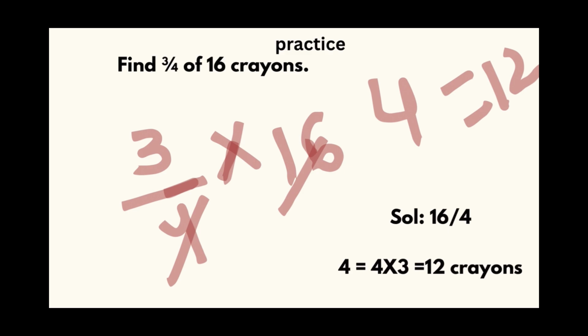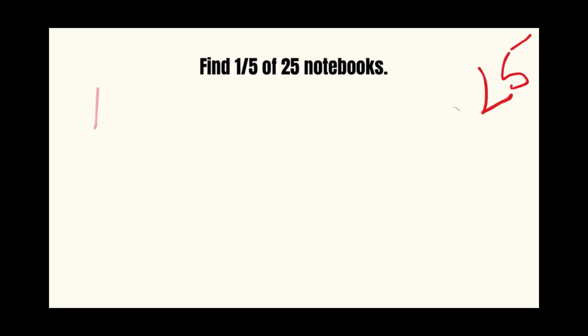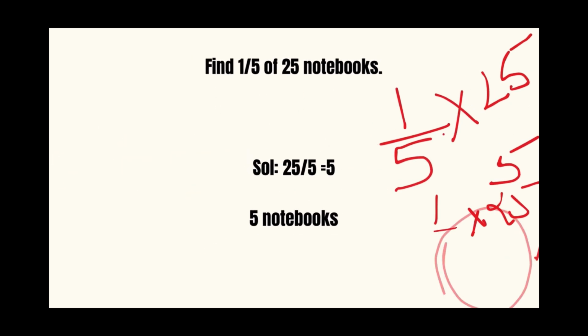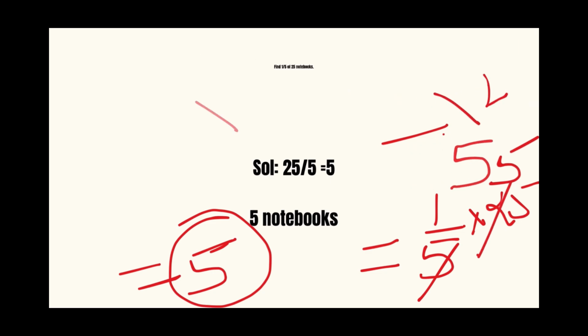We can have another practice question. We have to find 3 by 4 of 16 crayons. So we have a total of 16 crayons and we have to find 3 by 4 of them. Anyone can solve the mystery of fractions. How many crayons did we get? 12 crayons. Okay. Find 1 by 5th of 25 notebooks. How much would 1 by 5th of 25 total notebooks be? The answer is 5.